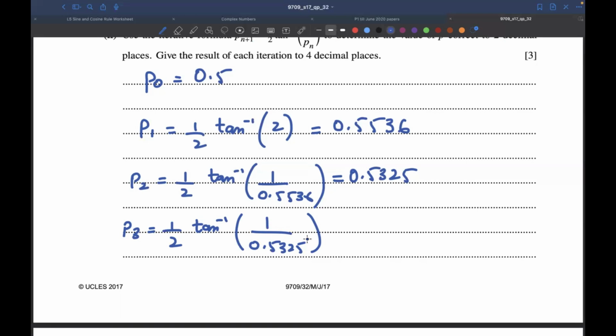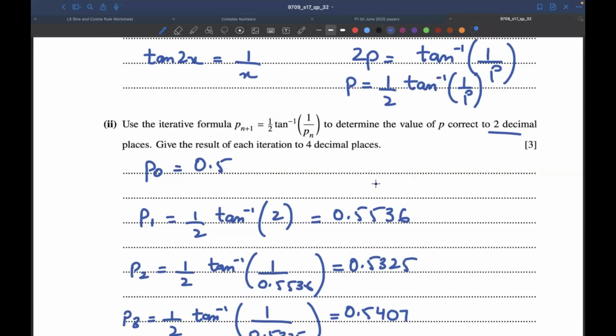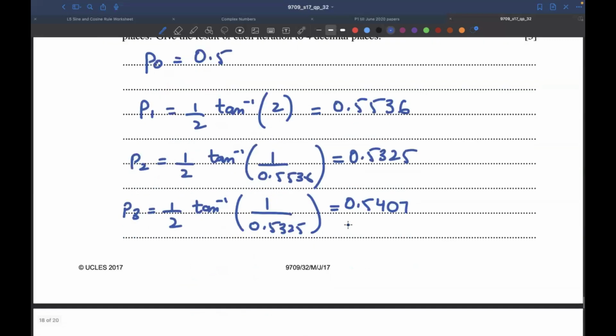And then we'll divide this answer by 2 again. We'll get 0.5407. And we'll have to do it a couple of more times. And our final answer will be somewhere around 0.54. We have to give a final answer of P to 2 decimal places. We can do it one more time. And if our answer is still coming to 0.54, we can give a final answer of P as 0.54.